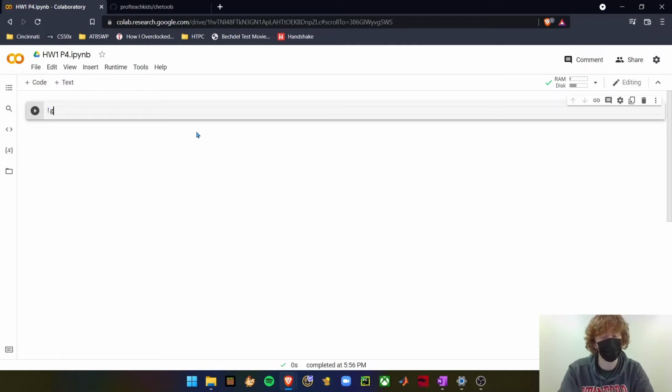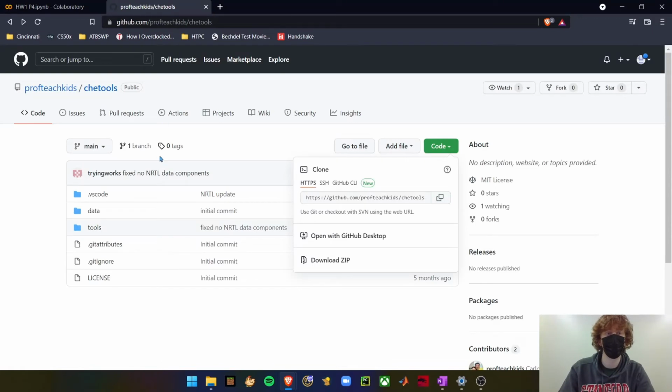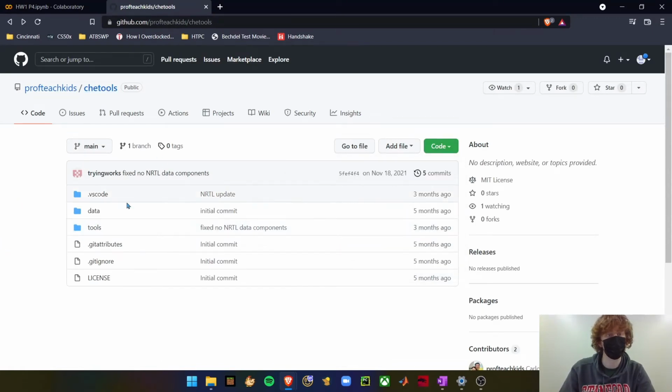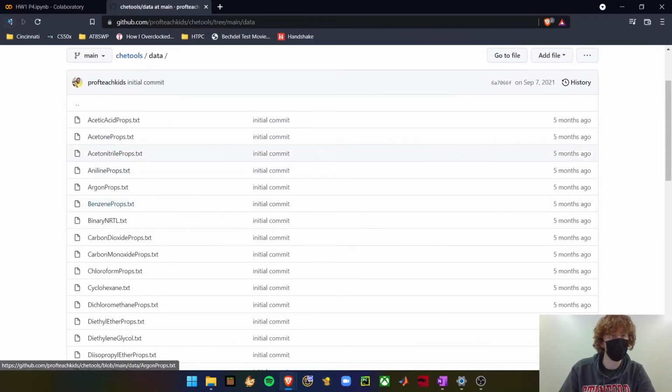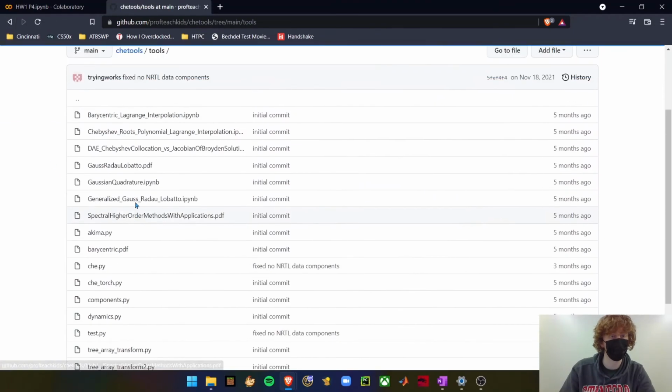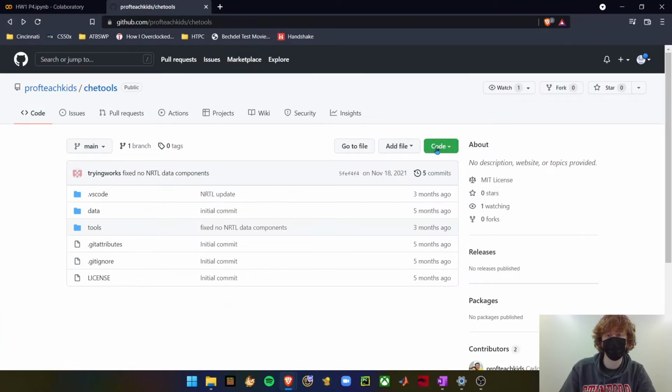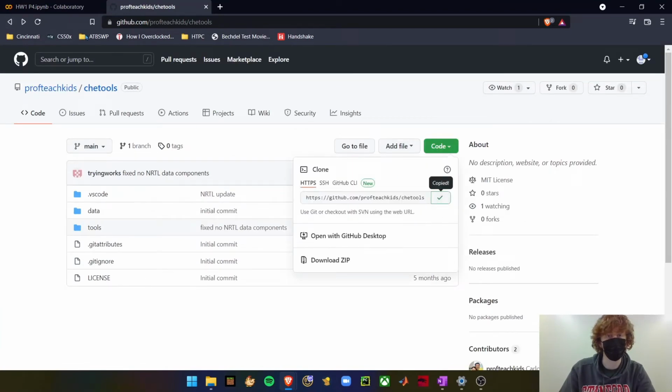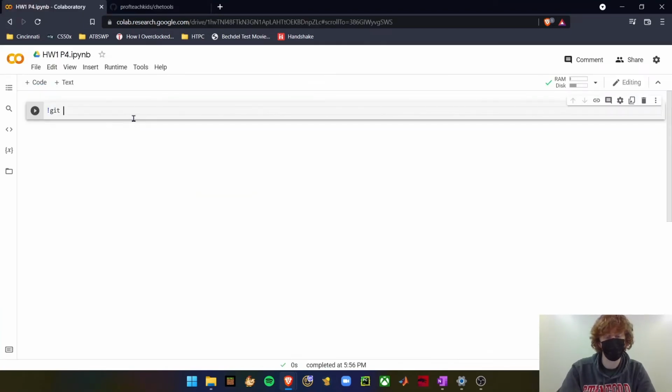The first thing we're going to do is clone a GitHub repository to our Python environment here. This is the repository that we're going to be cloning. It has some data for different substances and then some tools that we're going to be using. So we can go ahead and copy this clone link here. And all this is going to do, again, is clone it over to our environment here. And then we can actually specify that we only want the most recent version, which is what this depth 1 does.